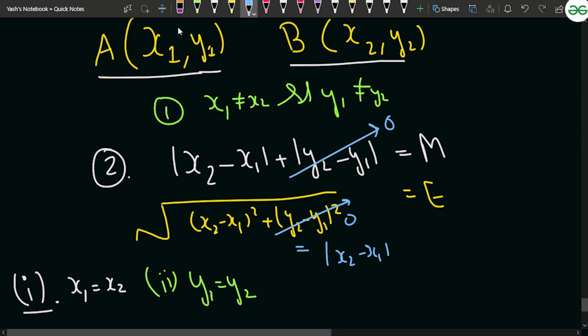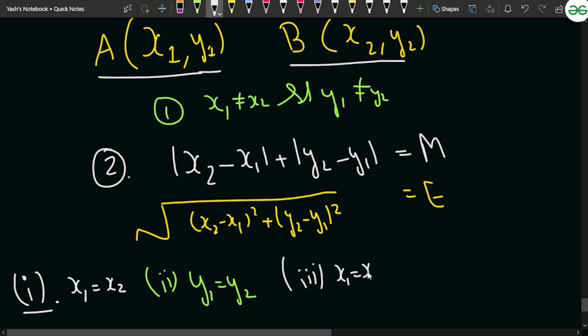So this is when it can become equal. Now there can be a third condition as well when they can be equal, right? The third condition can be that both x1 is equal to x2, and it happens that y1 is equal to y2. But this can also happen, right, when these two are equal.